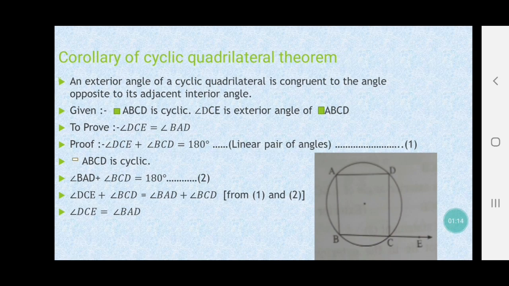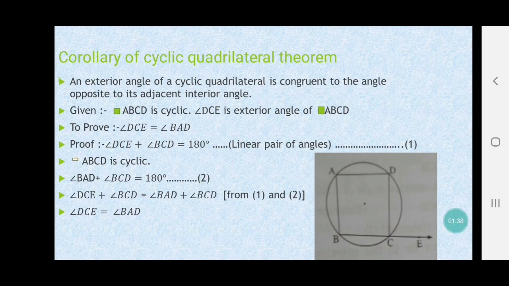Now, the given part. The very first thing, the property that we know about the cyclic quadrilateral is that opposite angles of a cyclic quadrilateral are supplementary. So here angle BAD plus angle DCB is equal to 180 degrees. This is equation number 2.